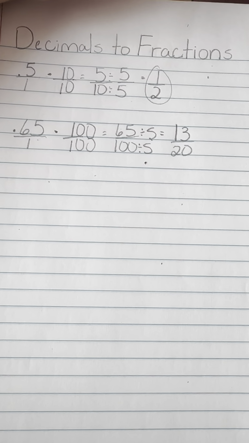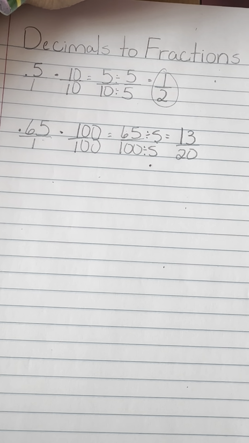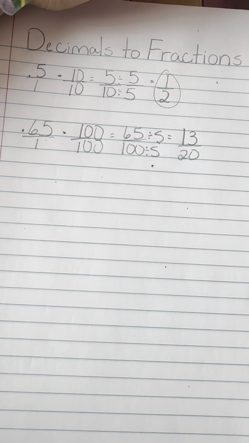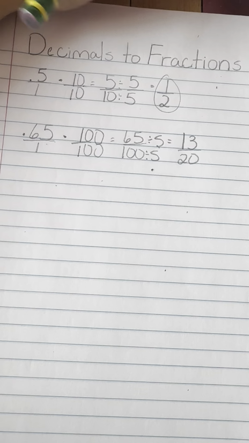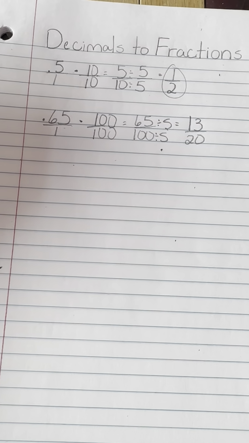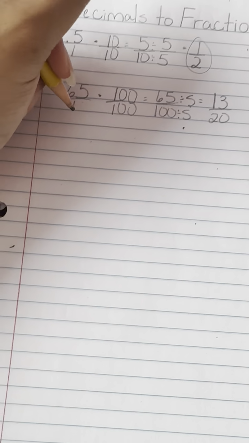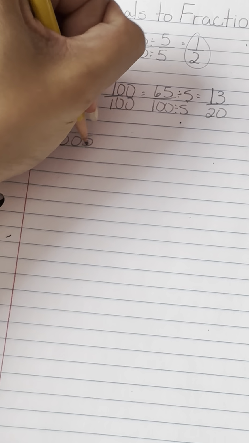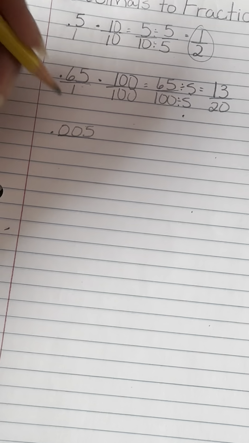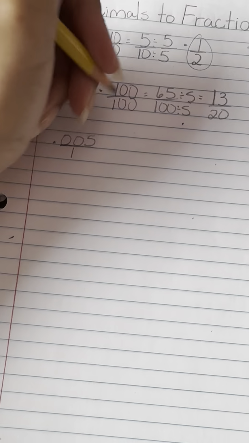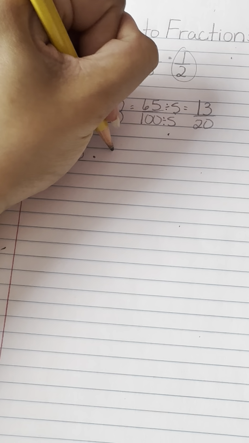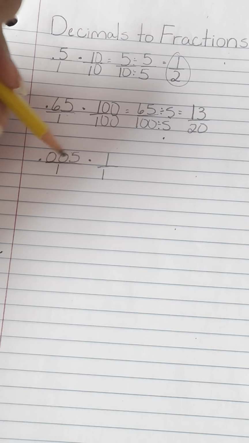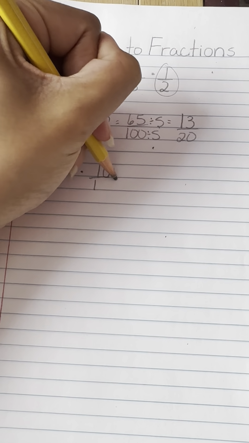Let's try another one, but let's switch it up. So let's say we have this time a number that has 3 digits after the decimal. Let's try this, 0.005 over 1 times, and because there's 3 digits after the decimal, we're going to add 3 zeros over here.